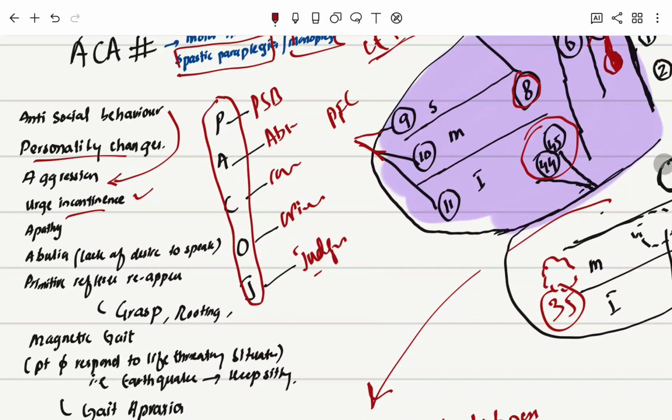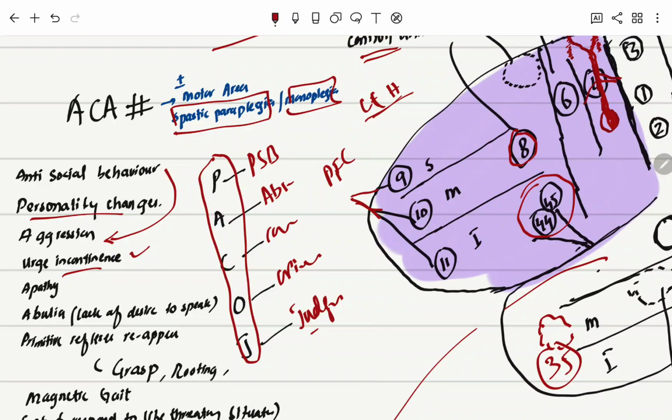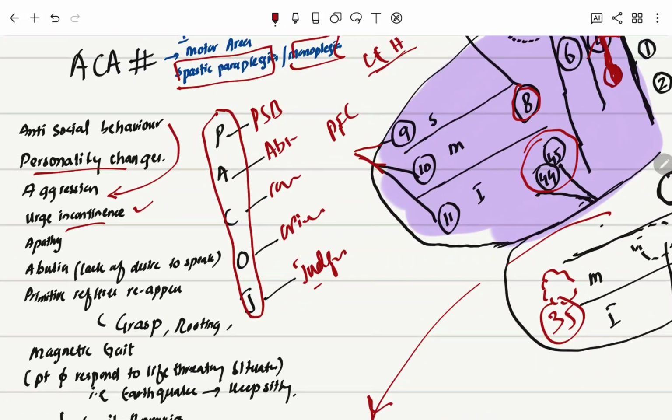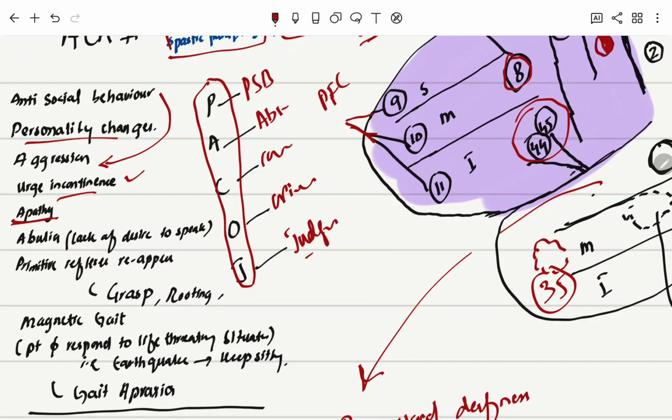We know that the paracentral lobule is on the medial aspect, right? And the patient is going to have lack of interest, which is called apathy. The patient will have abulia, that is lack of desire to speak, right? And primitive reflexes will reappear, like the grasp reflex. If we put anything in the patient's hand, he is going to grasp it. So these primitive reflexes will reappear.